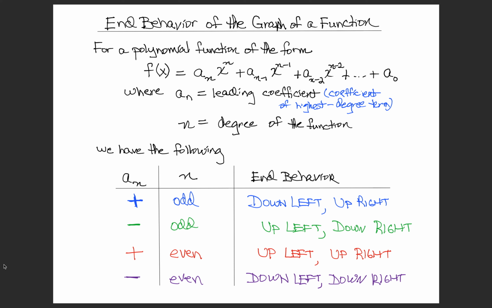Now, as for even-powered functions, if the leading coefficient is positive and n is an even value, the end behavior goes in the same direction at both ends: up to the left and up to the right. Now, whenever a sub n is negative while n is even, the end behavior is down to the left as well as down to the right.